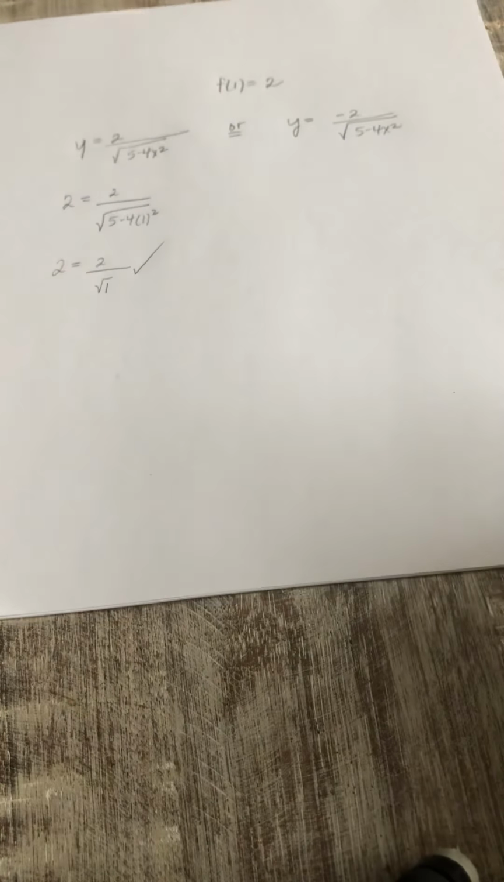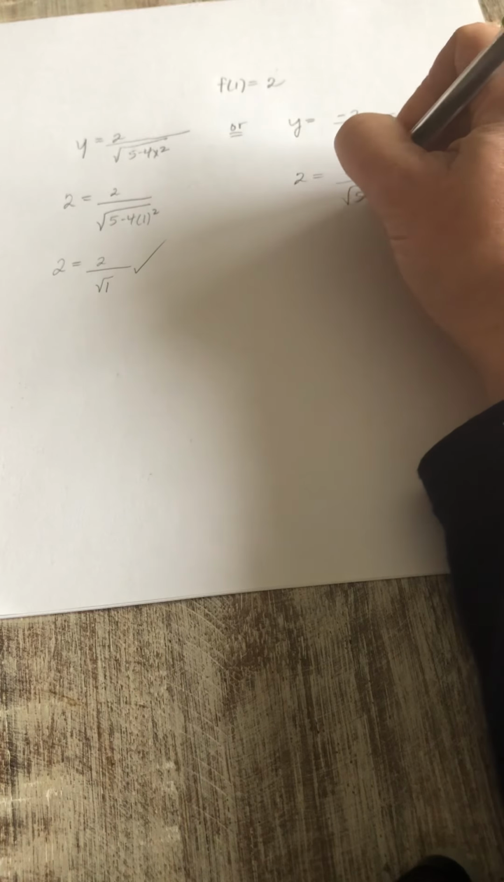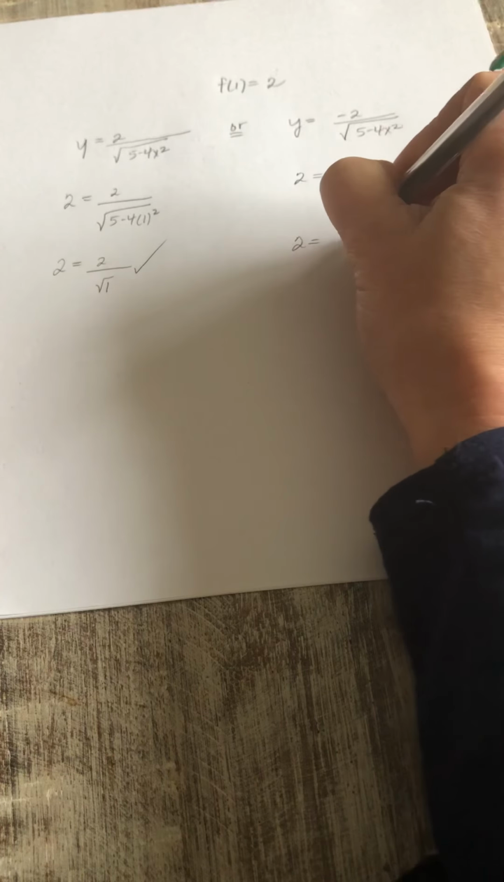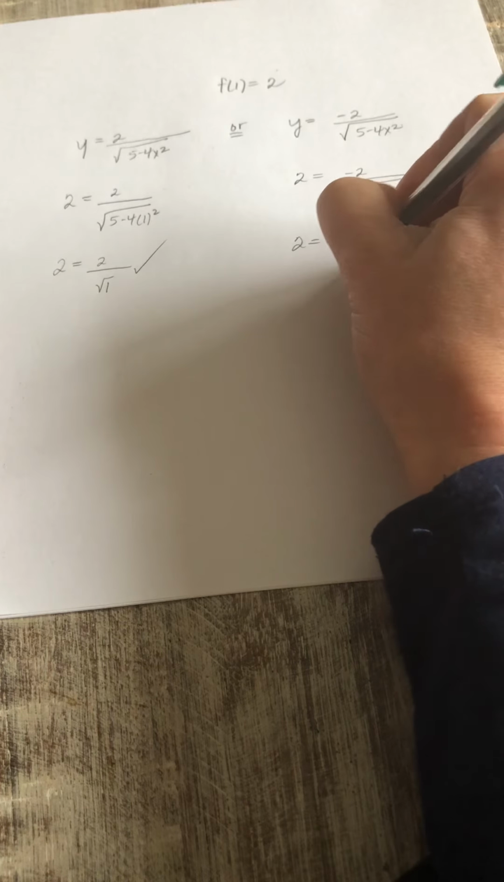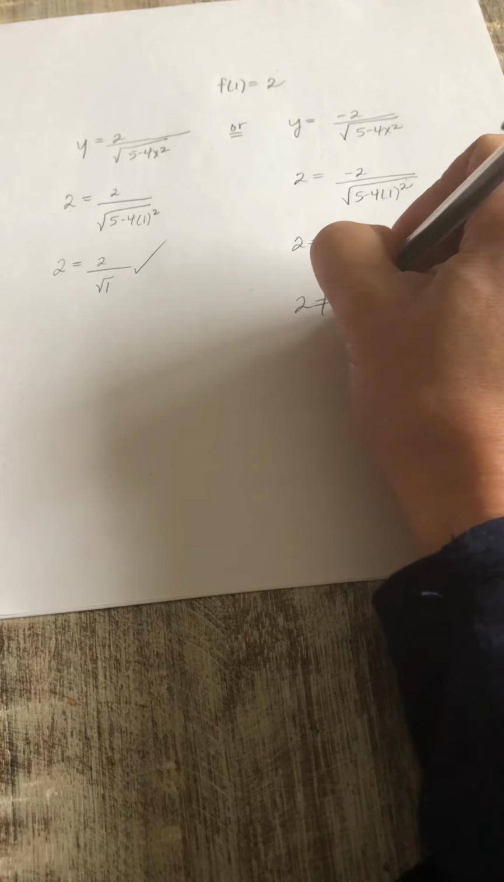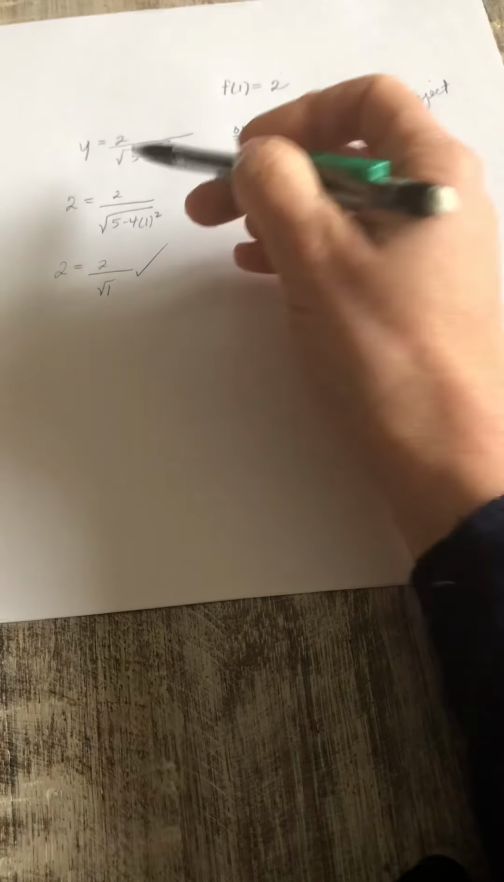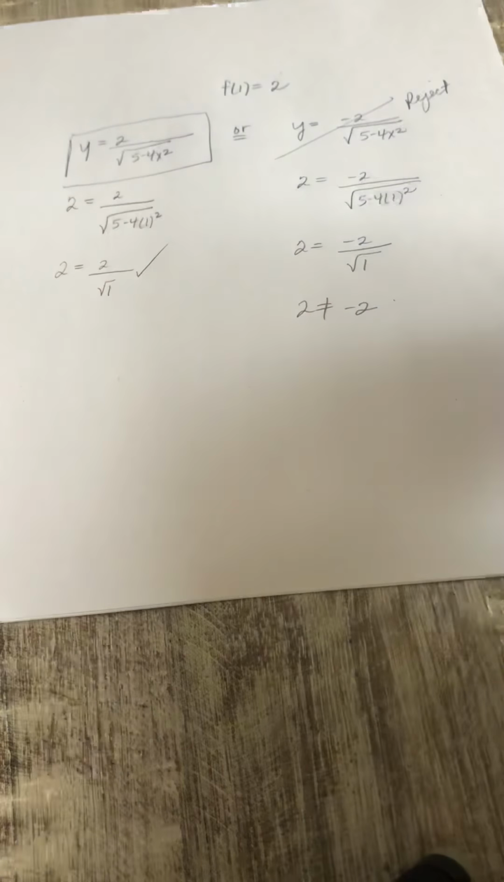And I think it's definitely working out. 2 is equal to 2. This one is going to lead to a false answer. You're going to get 2 equals negative 2 over the square root of 1. And we know that 2 is not equal to negative 2. So this one would be rejected, and this one would be kept. So this is our final answer to model number 2.